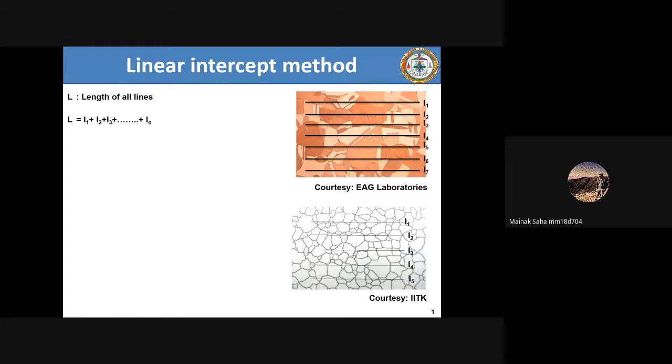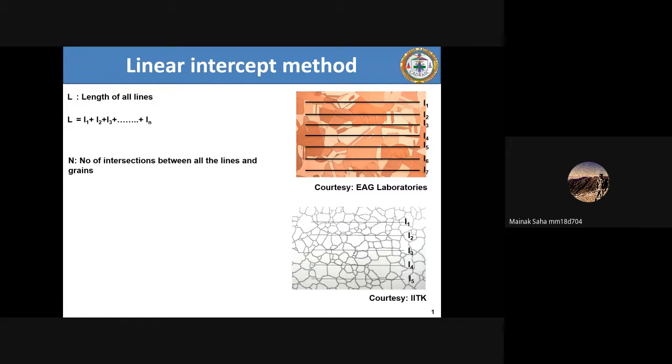Suppose you have drawn around 7 lines. Then the total length of the lines is L1 plus L2 plus L3 dot dot till Ln, for n number of lines. If it is 7 lines, then you go till L7, the summation of Li from 1 to 7. That is the length of all the lines.